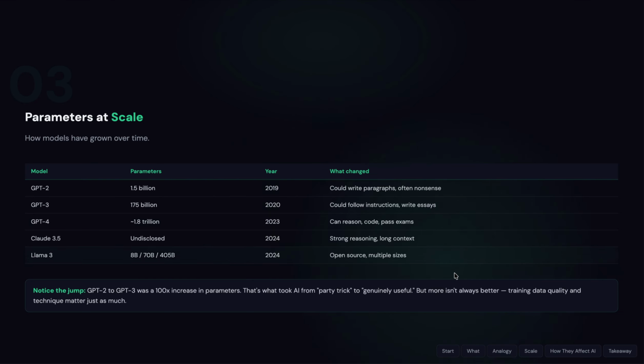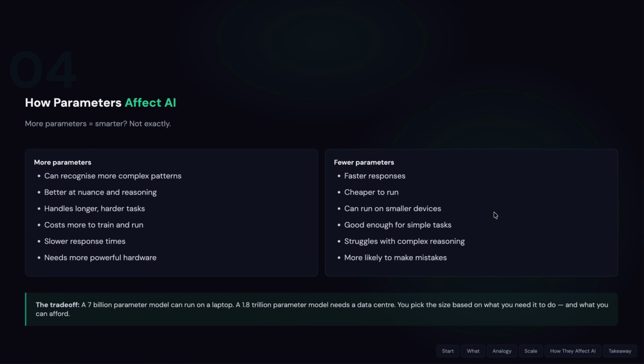Okay, so now let's understand how this affects AI. How do these parameters actually affect what a specific AI model or agent can do? More parameters means the model can recognize more complex patterns. It's better at nuance, reasoning, handling long and difficult tasks. But at the end of the day, it still costs more to train, like millions of dollars. It costs more to run, so you need extremely powerful GPUs, and it's much slower as well. More numbers to process means longer response times.